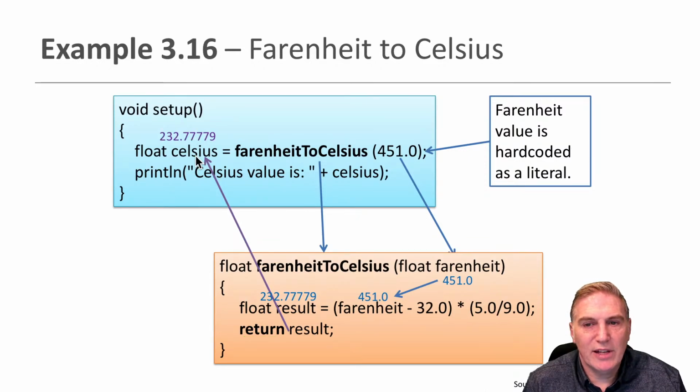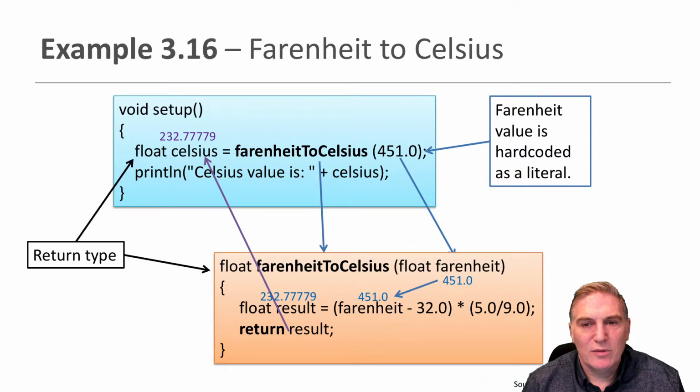So Celsius is now 232.7779. What we've introduced here is the concept of a return type that's not void. In this example, we're using float to return a decimal number. We've seen how to calculate the numbers, and the important thing here is we're using the return keyword to return the value from a method back to the calling method.